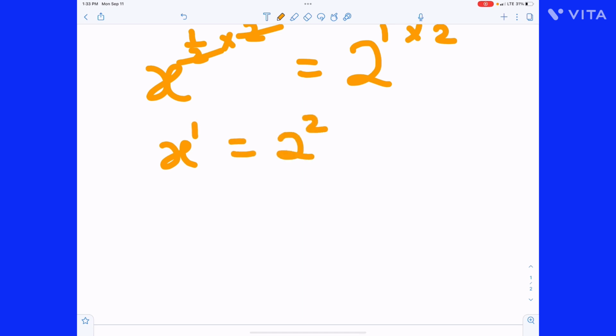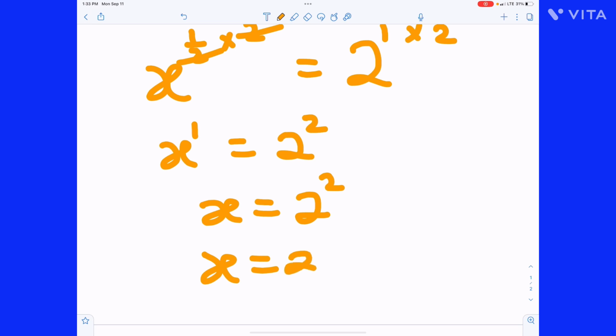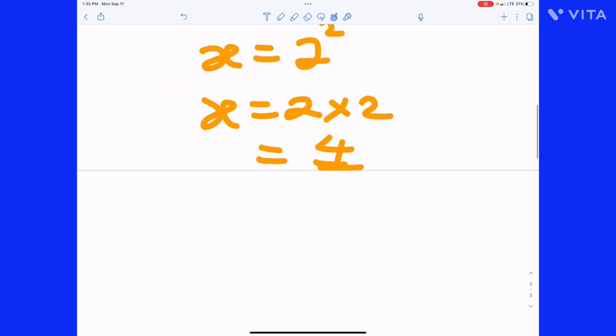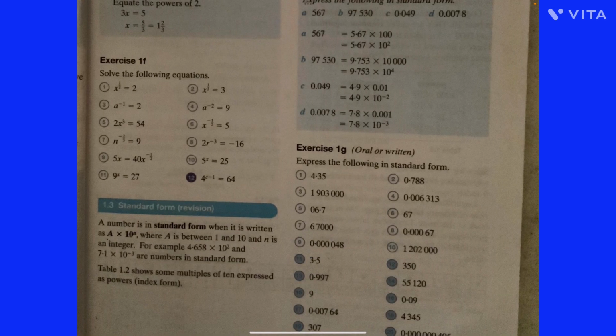This will give us x raised to power 2. So x will be 2 raised to power 2. So x is 2 raised to power 2, and x is 2 times 2, 4. That's number 1. Question 2 says, x raised to power 1 over 3.